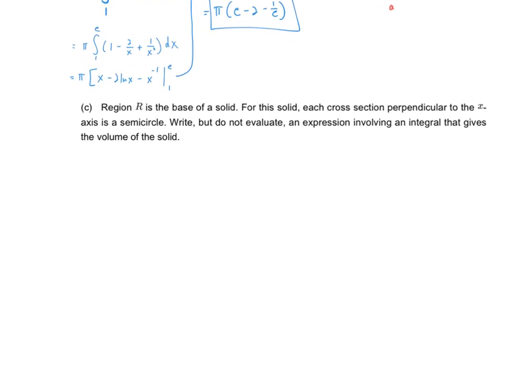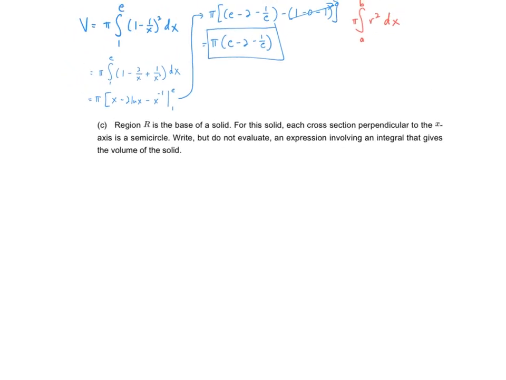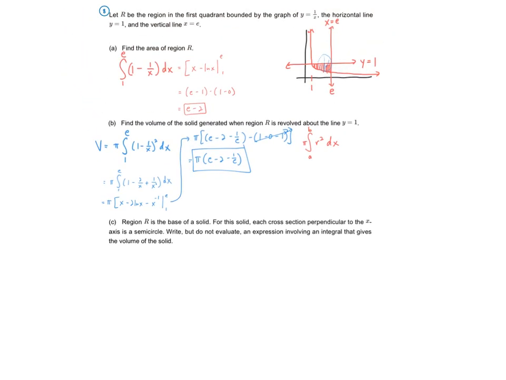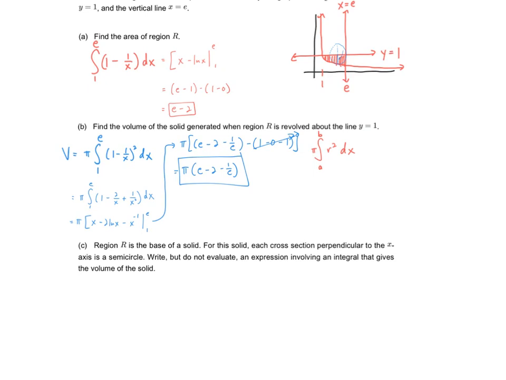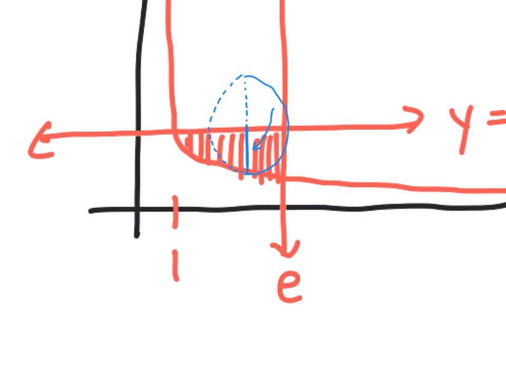Okay, last thing. Region R is the base of a solid. That same region is the base of a solid. For this solid, each cross section perpendicular to the x-axis is a semicircle. Write but do not evaluate an expression involving an integral that gives the volume of the solid. Okay, if we go back to here, let me erase some of this.